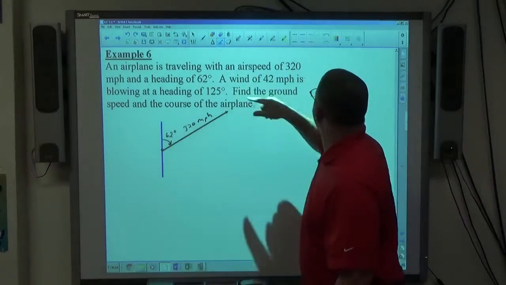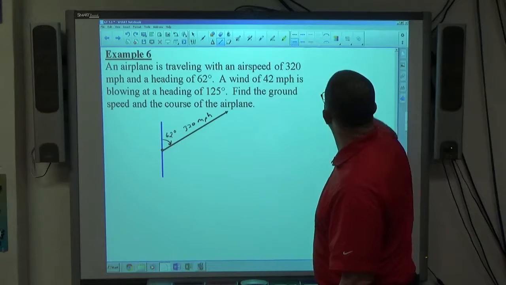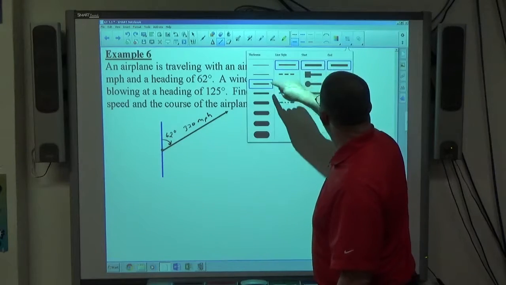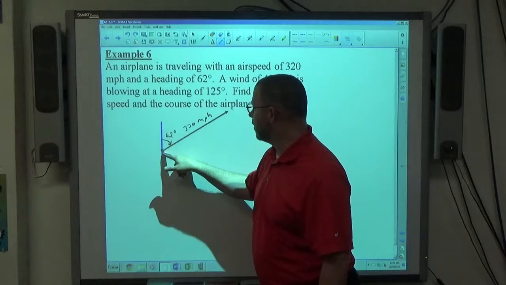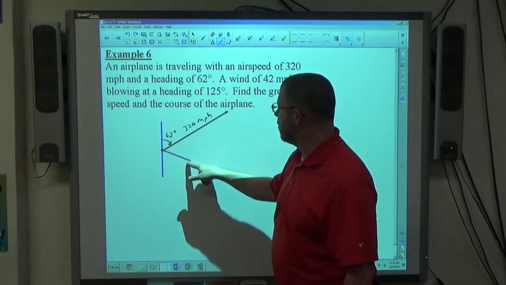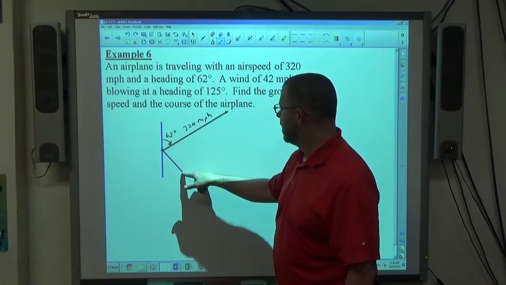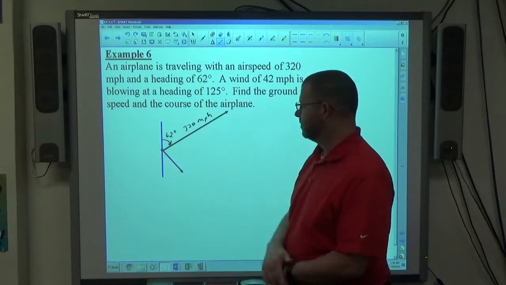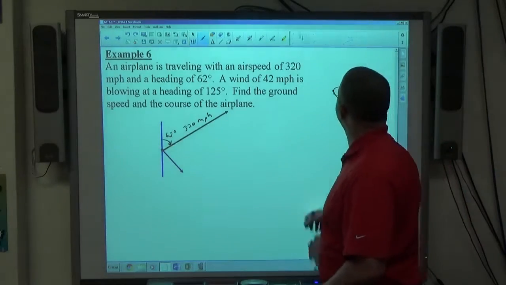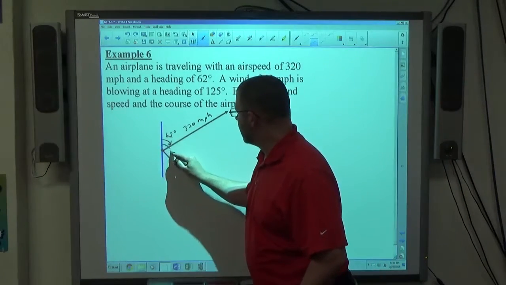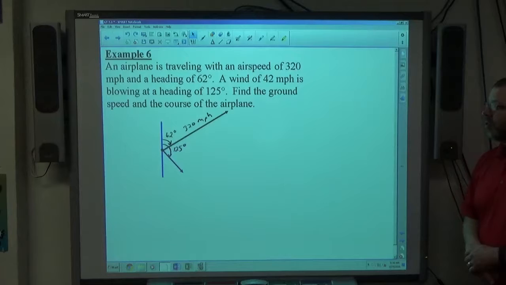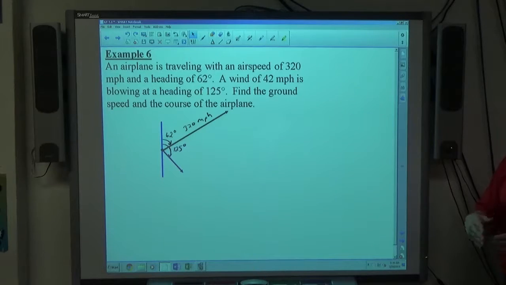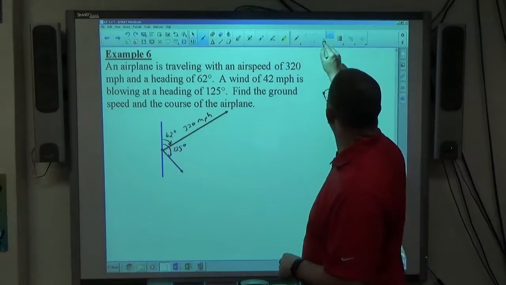Then we have the vector of the wind. There's my purple. It's blowing 42 miles per hour, so obviously it's not going to be as long. This is 90. 125 would be another 35 degrees beyond that, so about here. Let's go about like that. And that's going to be 125 degrees. Like so. So there's our picture of what's going on in this problem in heading form. Now I want to go to vector form. Oh, and this was, of course, 42 miles per hour.